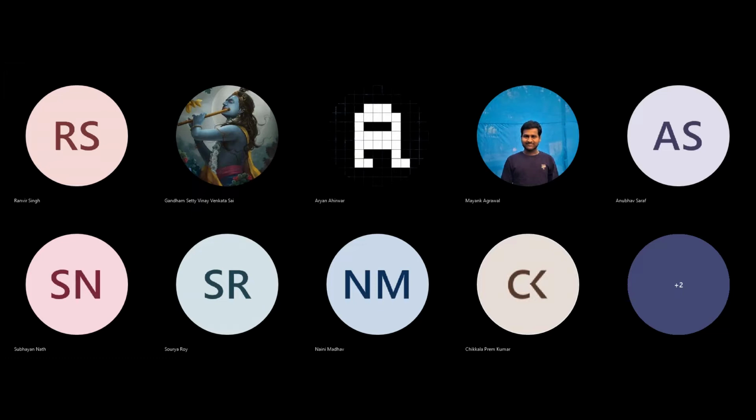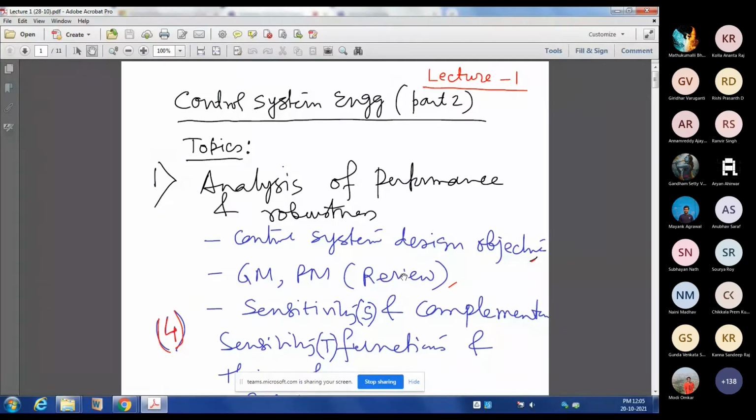In control system engineering part 2, we will be discussing the controller design part. Also, suppose you are given a controller and plant, that is, the plant transfer function and controller transfer function are known to you. Now, how will you post-check the performance, or analyze the performance and robustness?